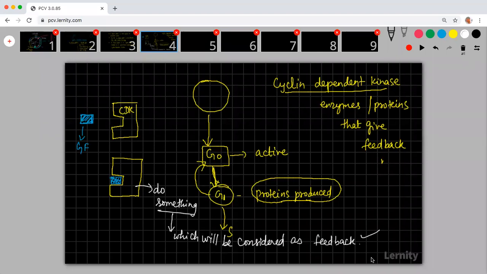Are we able to understand how the CDK is working? Fahim, you have to tell, you are the one who asked it. Okay.